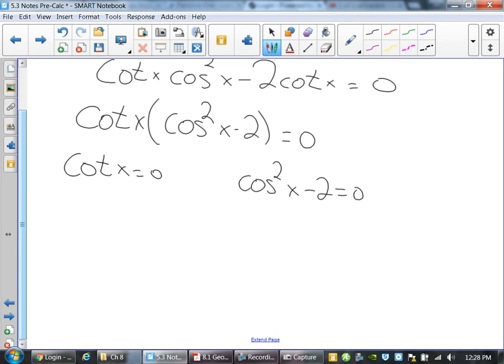So what angle gives you a cotangent of 0? Well, that means we have to remember what cotangent is. Cotangent is the inverse of tangent. Tangent is y over x, so cotangent is x over y. Obviously, if it's going to equal 0, that means it's got to be on one of our quadrantals.